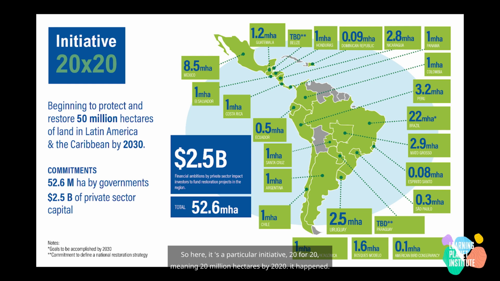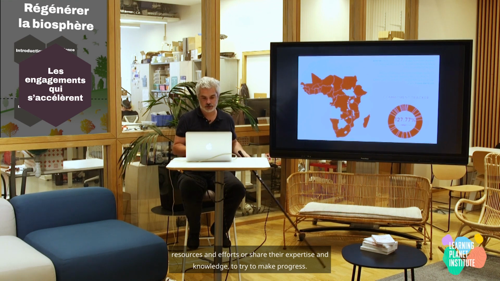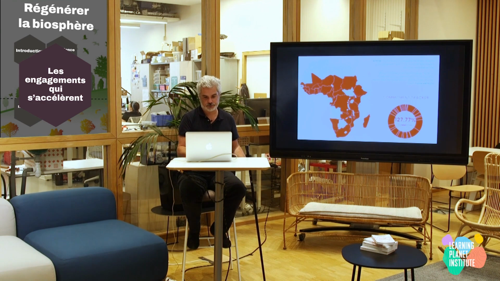So here, it's a particular initiative, 20 for 20, meaning 20 million hectares by 2020. It happened. And then Africa, AFR100, African Forest Landscape Restoration Initiative, restore 100 million hectares by 2030. So each time we have initiatives from a certain number of countries that decide to either pool their resources and efforts or share their expertise and knowledge to try to make progress.